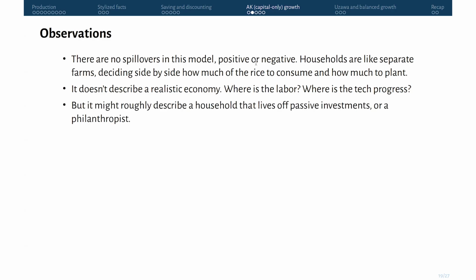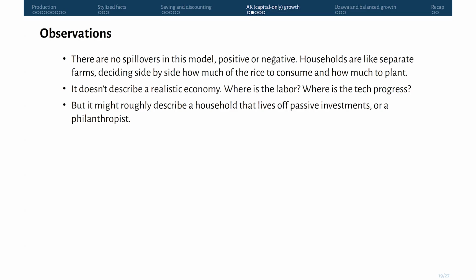It might, though, roughly describe the sort of microeconomic conditions faced by a household that's living off passive investments, or a philanthropist or something, a foundation that basically is facing an interest rate that's not going to change when it decides how much it saves. How much it spends this year just changes how much capital it has left over to invest and have more to spend in the future. So it's sort of locally living in an AK world.